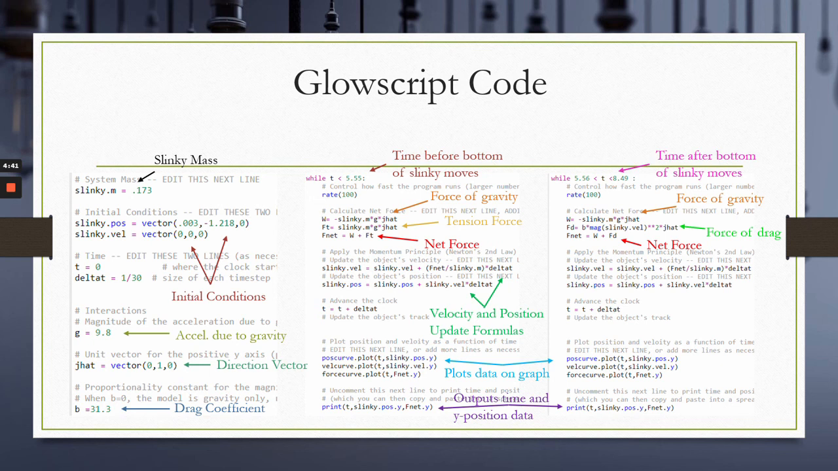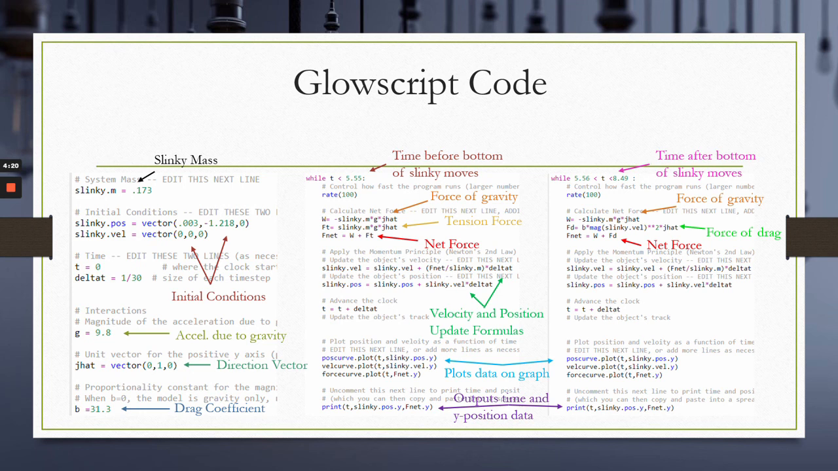In the middle box, you can see a while loop for t less than 5.55 seconds, aka the time before the bottom of the slinky moves. In addition, the net force and the forces of gravity and tension are defined. The velocity and position update formulas, as well as the code for plotting and outputting data, are present in both the middle and right GlowScript segments.